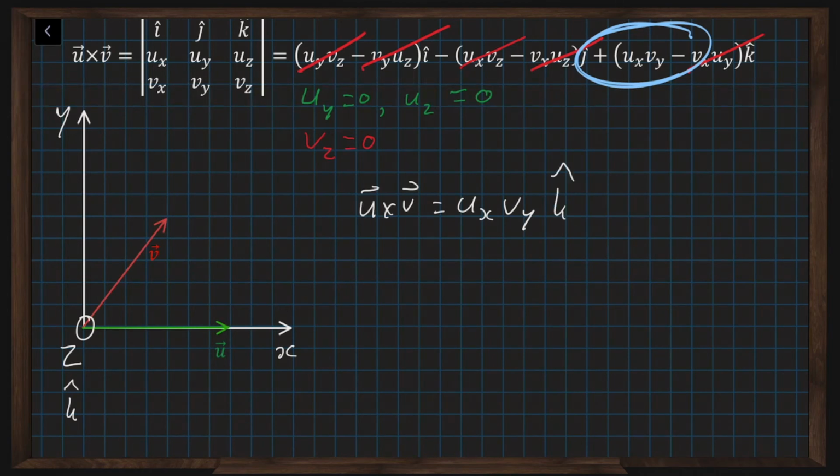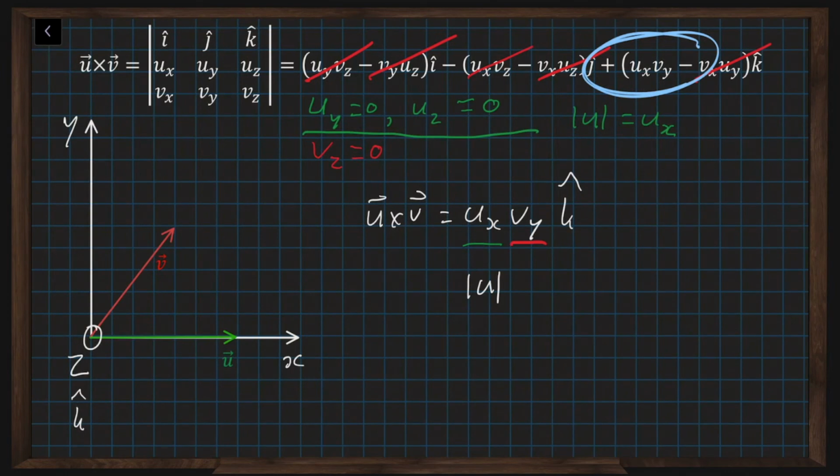Now if you remember how I defined u with no y component or z component, we find that the magnitude of u is also equal to ux. So we can perform that substitution. If we go back to our definitions of vectors, we remember that vy, or the y component of v, is equal to the magnitude of v multiplied by the sine of the angle between the vector v and the x-axis. So we can substitute that in there, and that is the result of our cross product.